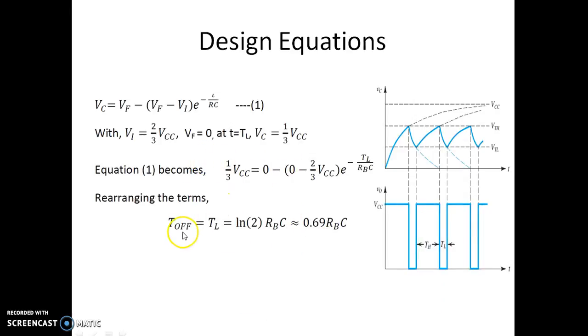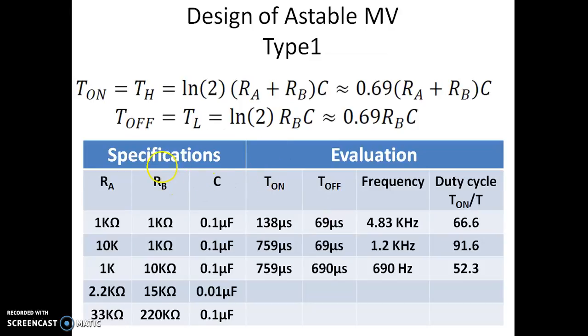Now rearranging all these terms, we get the expression for T off or TL as ln 2 Rb into C, which is 0.69 Rb into C. So these are the two design equations for T on and T off, or TH and TL. Now let us use these equations and try to design an Astable multivibrator. So this is type 1.